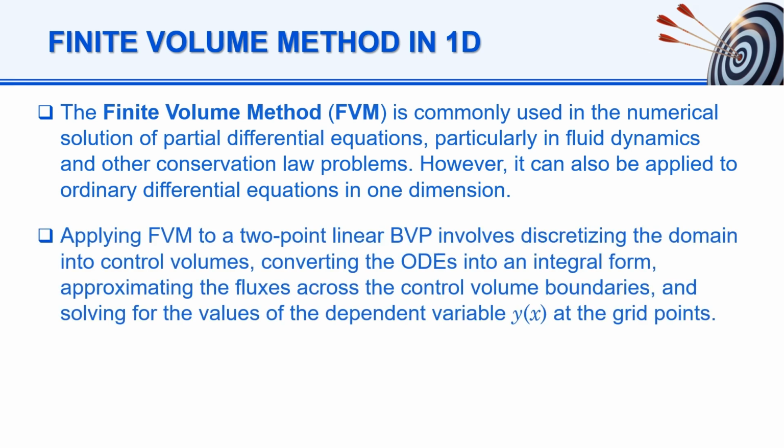Applying the finite volume method to a two-point linear boundary value problem involves discretizing the domain into control volumes, converting the ordinary differential equations into an integral form, approximating the fluxes across the control volume boundaries, and solving for the values of the dependent variable y(x) at the grid points.